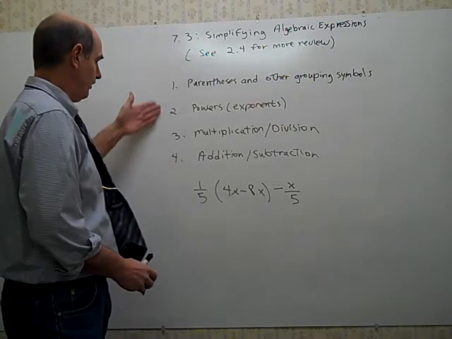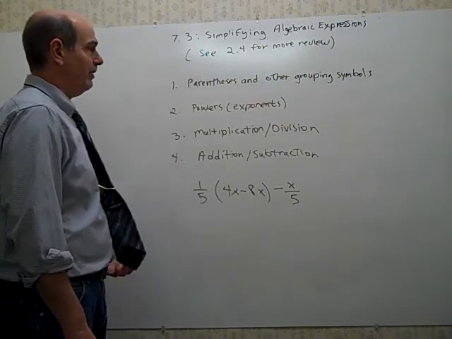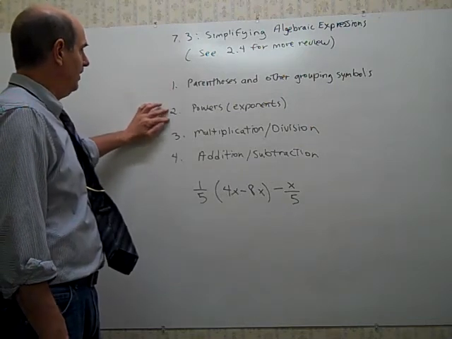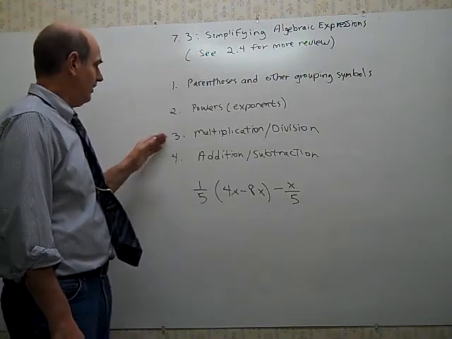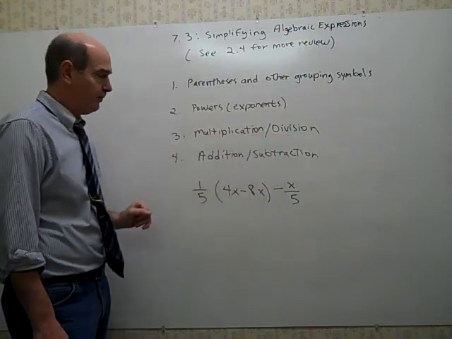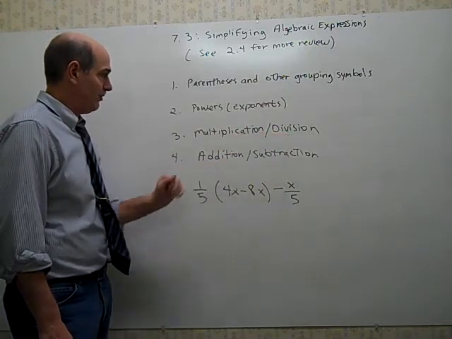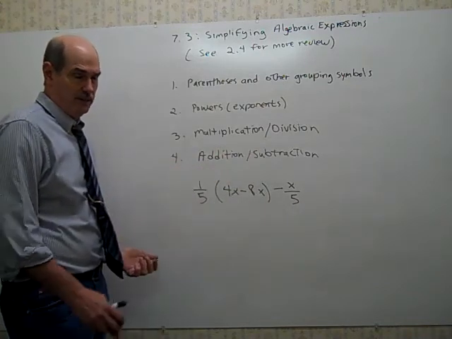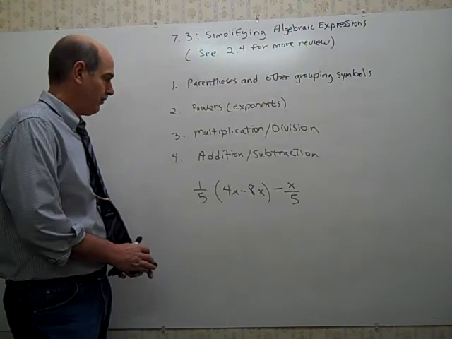You'll basically see these rules: when you have order of operations, you do parentheses first and other grouping symbols, powers or exponents, then multiplication and division, left to right. It could be division, multiplication, whichever comes first. And then you'll be down to addition and subtraction, and you work left to right. If you have a subtraction before an addition, as you go left to right, you do the subtraction first.